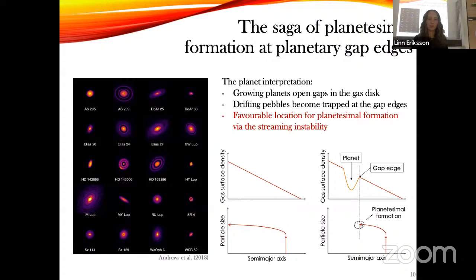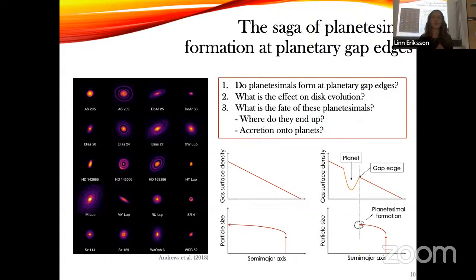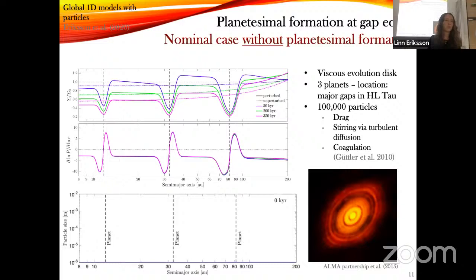And there are a few questions that we can ask ourselves here. The first question is fairly easy: does this process work? Do we actually form planetesimals here? That's the first thing we wanted to answer. The second thing is, what is the effect on disk evolution? Does this process actually make a difference to what we see, for example, in observations? And then we also want to ask ourselves, what is the fate of these planetesimals once they're formed? And you can split this up into several questions. For example, where do they end up? And also, does any of them actually accrete onto the planets and thus partake in the planet formation process in some way?